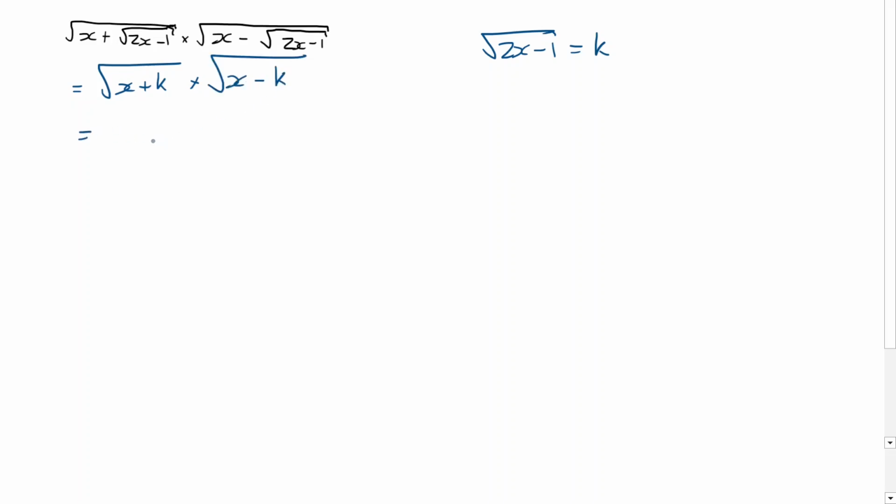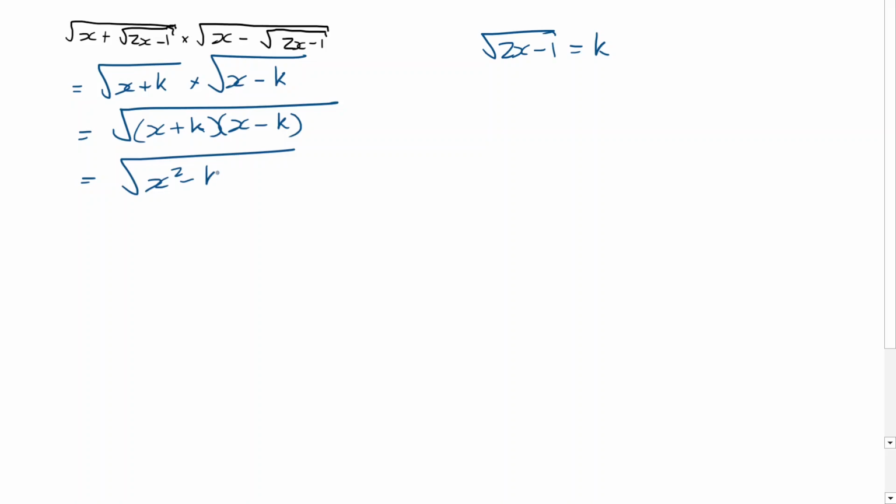Then I introduce the rule that when I times a surd by another surd, it just becomes a big surd of those two things multiplied together. My brain is starting to buzz with difference of squares. And so when I times this out, you can do it the long FOIL way. But when you've done that, you'll notice your answer is simply just that.